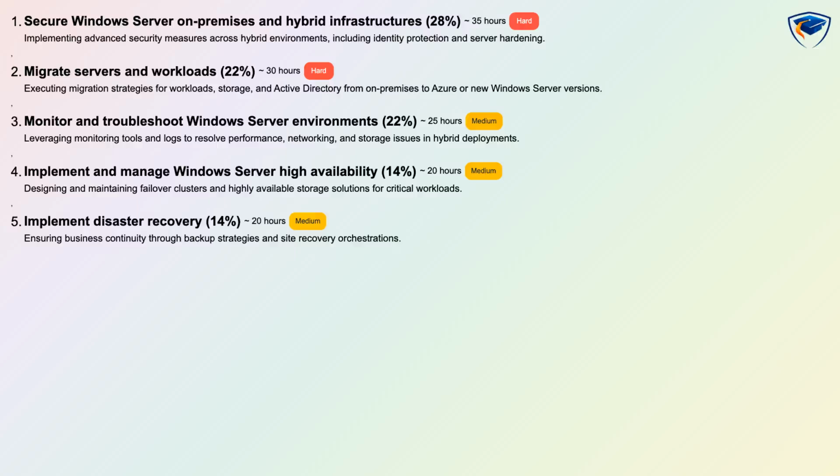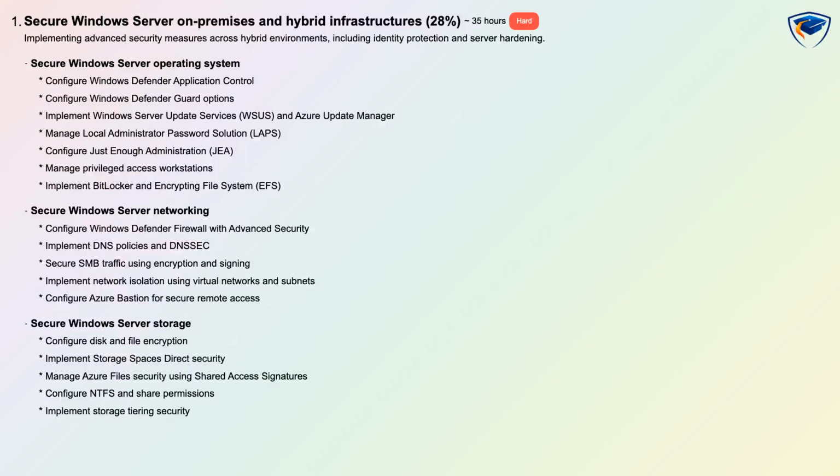The Monitor and Troubleshoot Windows Server Environments domain also carries a weightage of 22% and deals with monitoring tools and logs for resolving performance, networking, and storage issues. The Implement and Manage Windows Server High Availability domain carries a weightage of 14% and is all about designing and maintaining failover clusters and highly available storage solutions. Finally, the Implement Disaster Recovery domain carries a weightage of 14% and ensures business continuity through backup strategies and site recovery orchestrations. Let's start with the Secure Windows Server On-Premises and Hybrid Infrastructures domain.